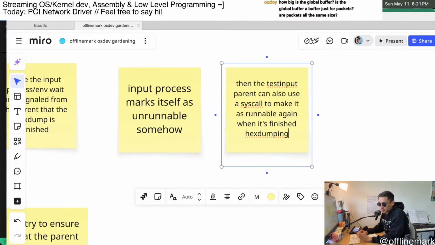Osley, how big is the global buffer? Is the global buffer a buffer just for packets? Are packets all the same size? The global buffer is 2K bytes, 2048 bytes, which is chosen because it is larger than the size of a maximum Ethernet frame. So it's designed to fit one Ethernet frame. And yes, it's a buffer just for packets. Packets are guaranteed to be no larger than this global buffer.